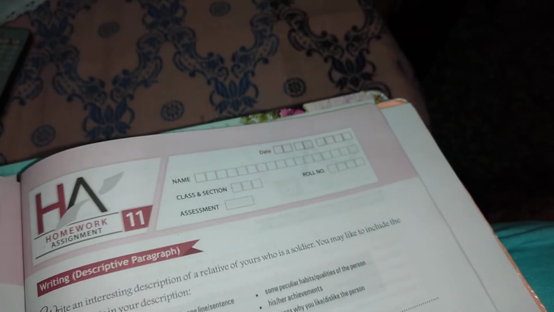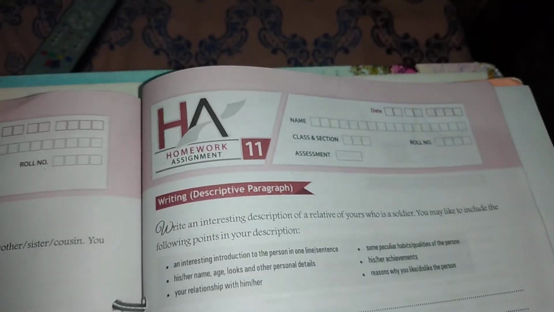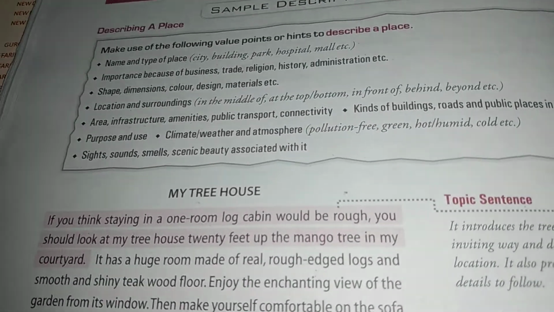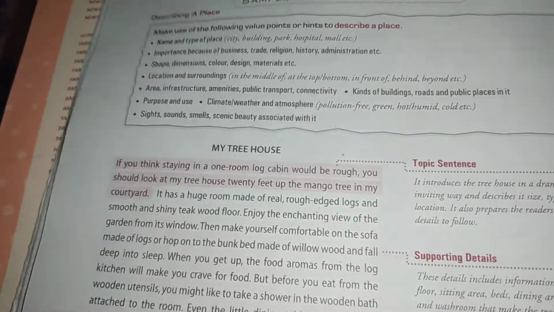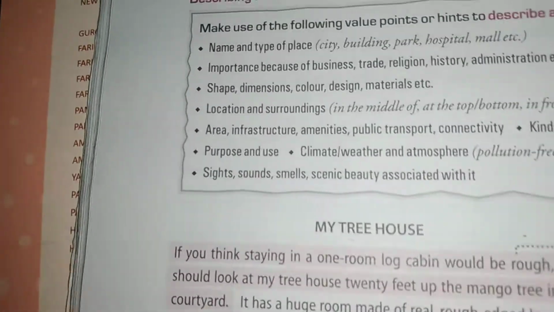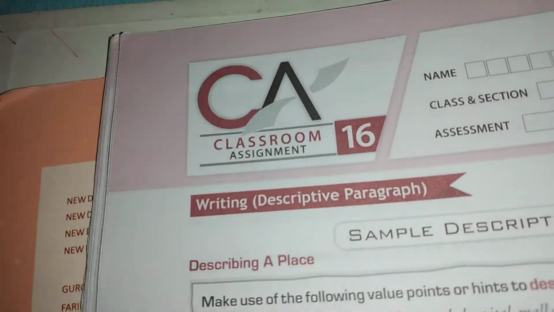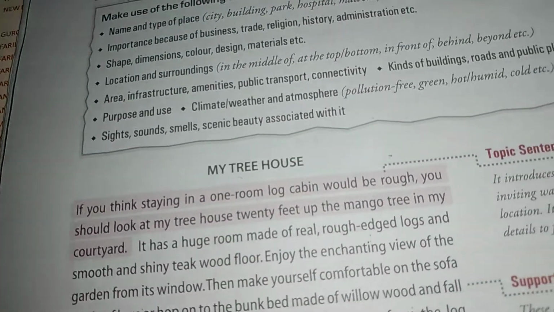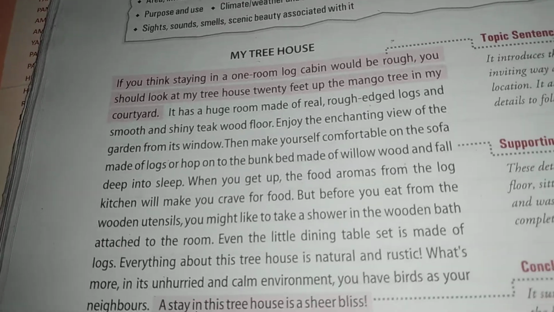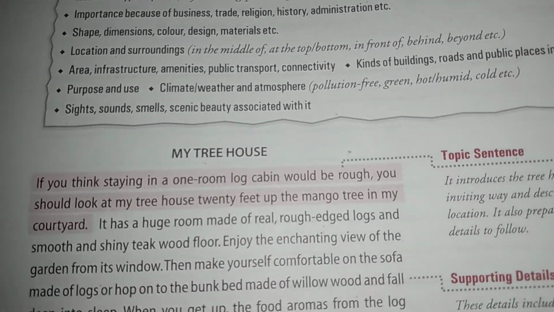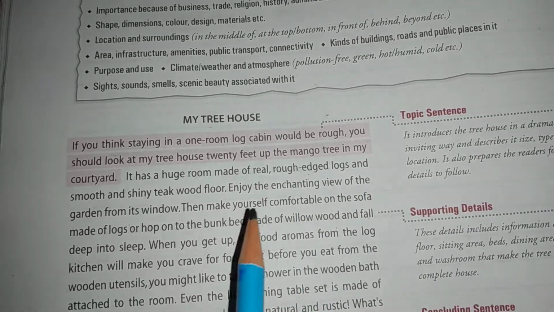I'll show you the worksheet. So we will also be reading one sample of description about a place. So here we have a description about a place, and this is your BBC worksheet 16, and it's page 86. Now let's see whether they have covered all those points or not. So the description about the place they have chosen is My Tree House.